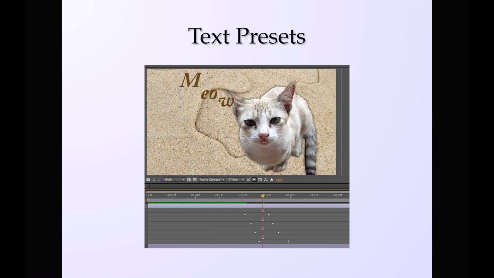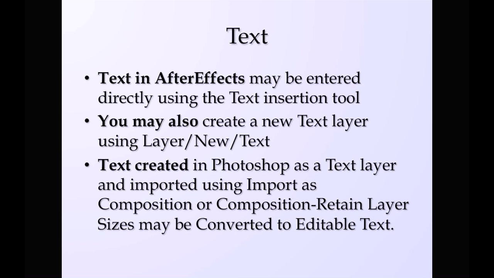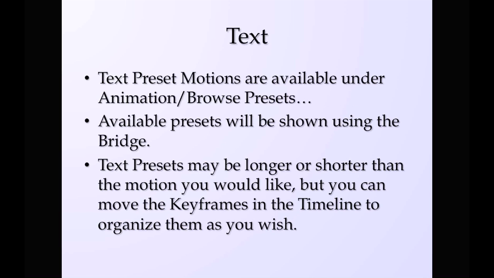Text presets. Remember, there are text presets, and you can apply them to any text that you have on a layer. Text in After Effects may be entered directly using the text insertion tool. You may also create the new text layer using Layer New Text. Text created in Photoshop is a text layer and imported using import as composition or composition retaining layer sizes may be converted to editable text. Text preset motions are available under Animation Browse Presets. Available presets will be shown using the bridge.